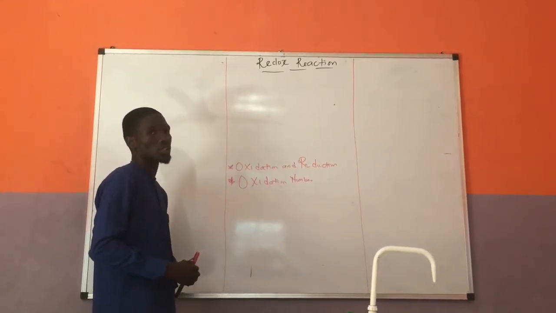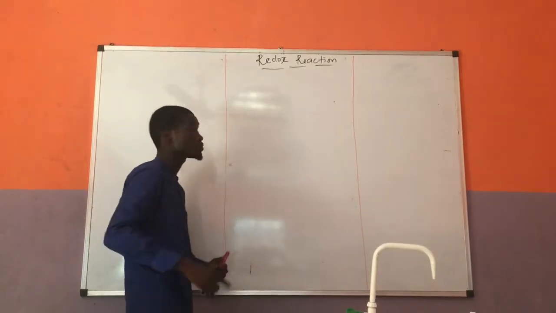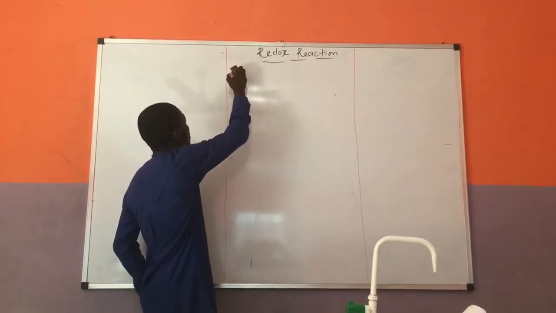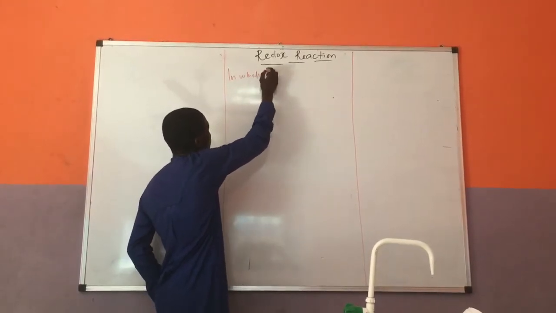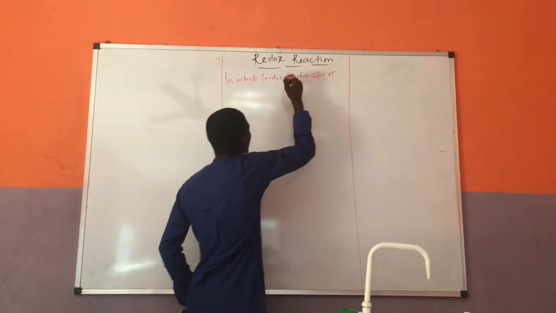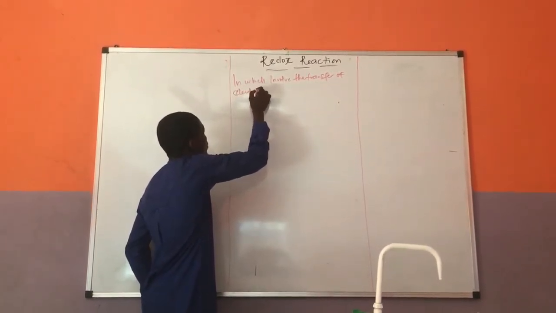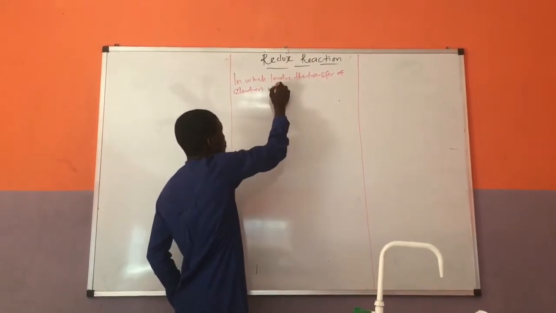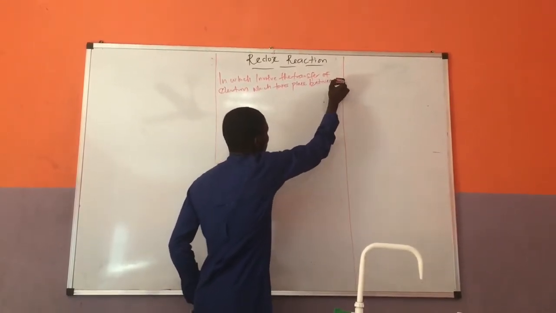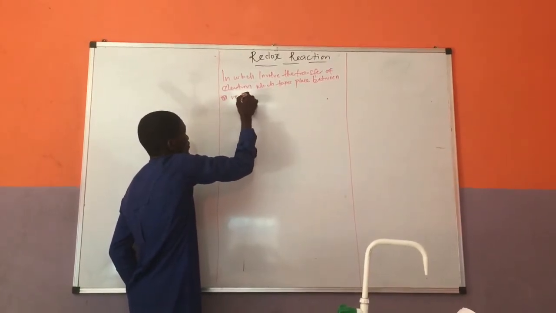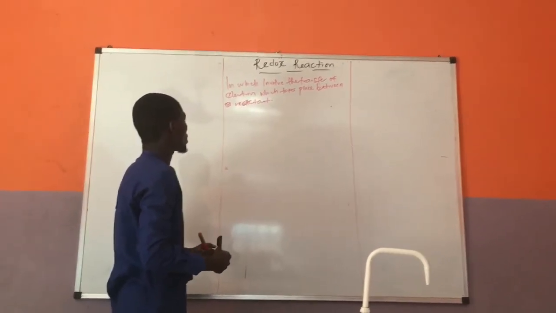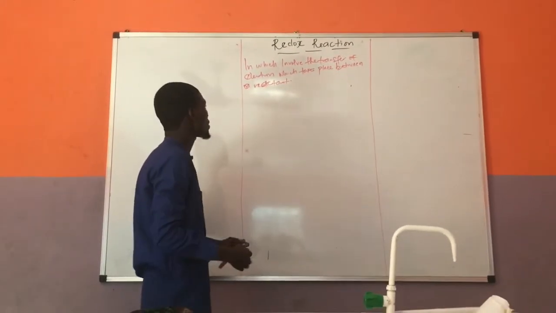So that is where we pick the definition of redox reaction. Now, what is redox reaction? From the four headings of oxidation and reduction, I can say that redox reaction is a reaction which involves the transfer of electrons, which takes place between reactants.